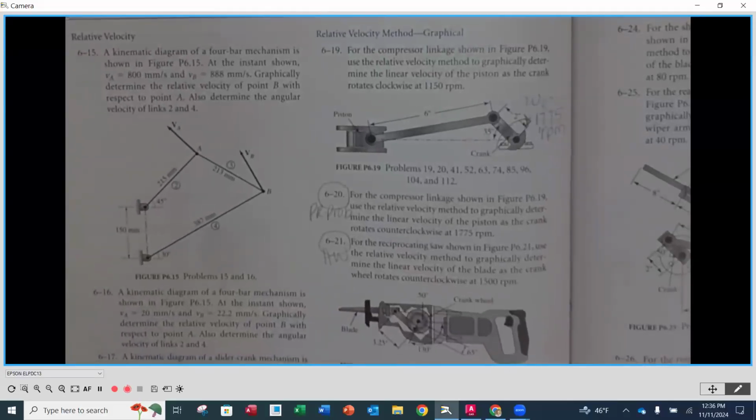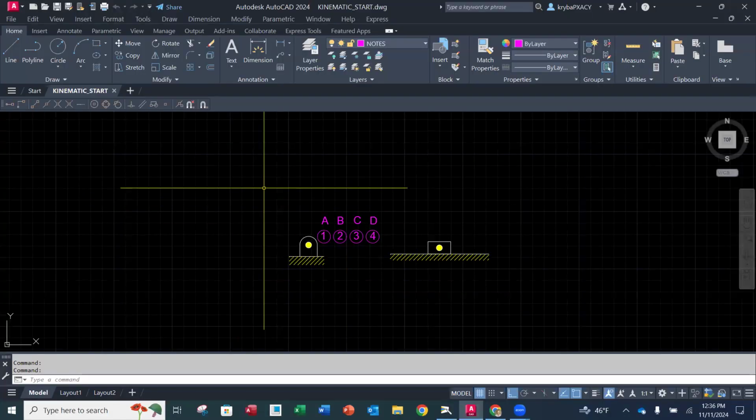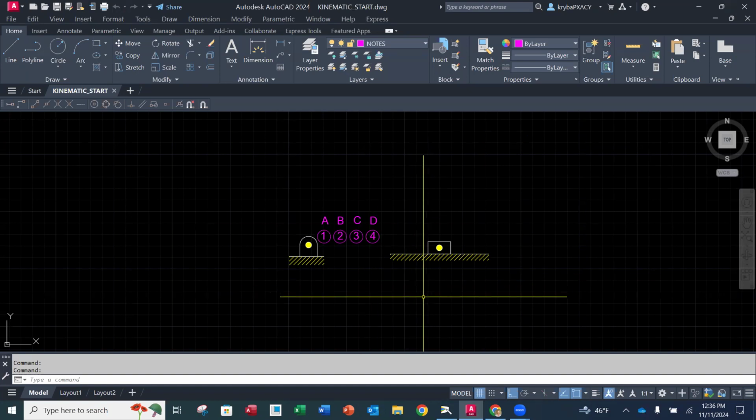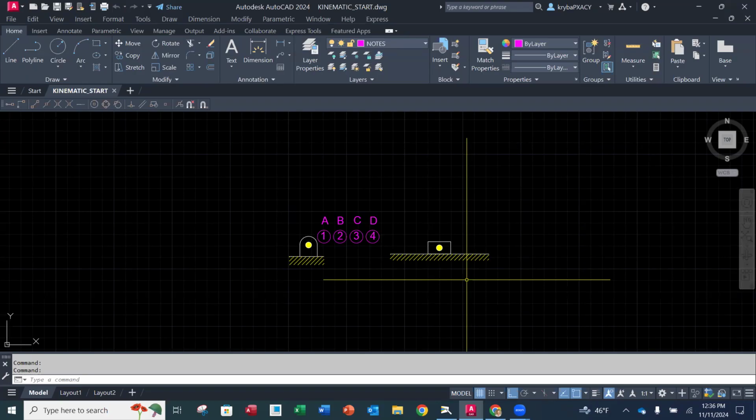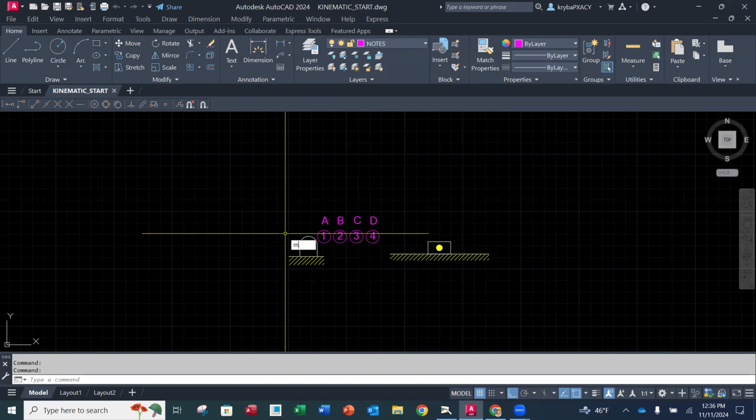So go ahead and open up your AutoCAD. I've already got my start file set. Mine is drawn in inches here. So it would have been the first one that we did. And I am not going to walk through this. So independently, everybody should be drawing their kinematic diagram for problem 620.